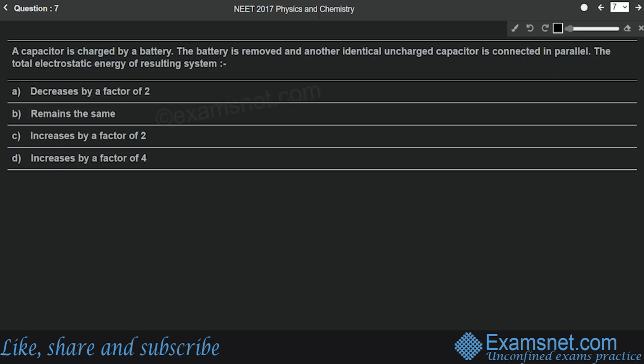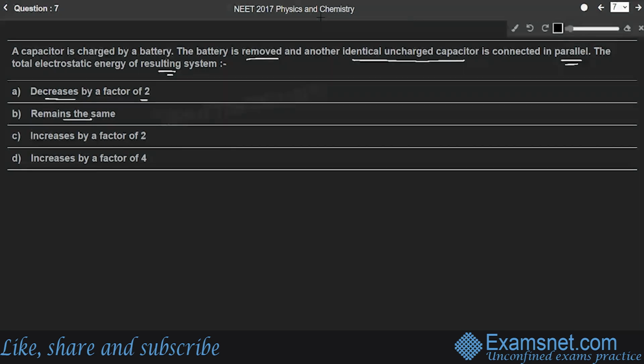Question number 7 is from the chapter Electrostatic Potential and Capacitance. And the question is, a capacitor is charged by a battery. The battery is removed and another identical uncharged capacitor is connected in parallel. The total electrostatic energy of the resulting system, options are, decreases by a factor of 2, remains the same, increases by a factor of 2, or increases by a factor of 4.